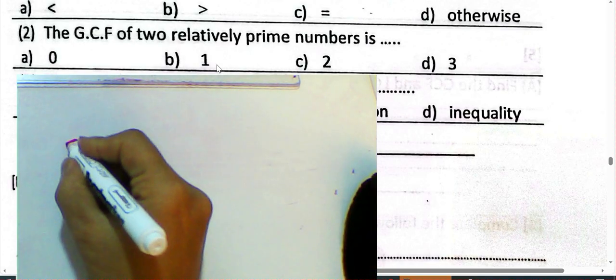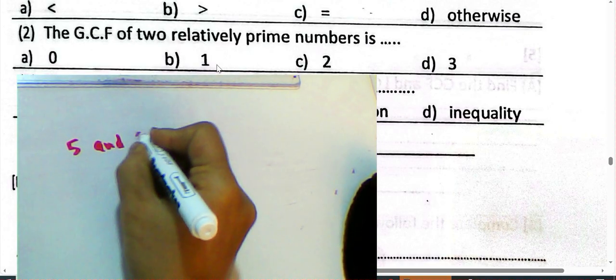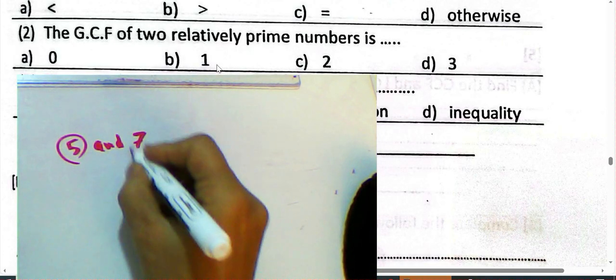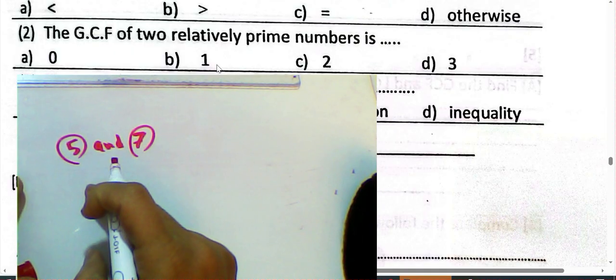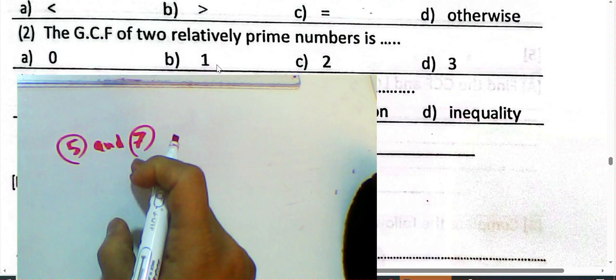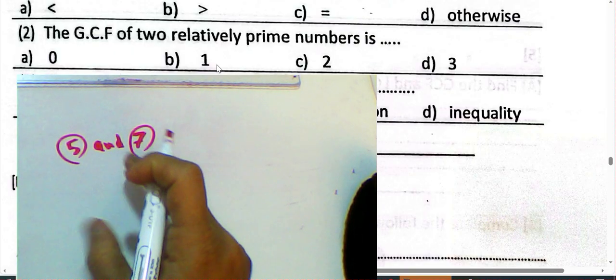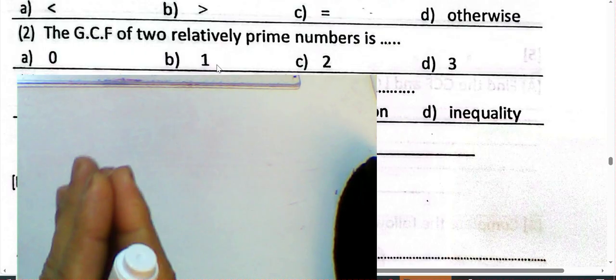Okay, choose the letter. If we have 5 and 7, two numbers here, we call them relatively prime numbers because the highest common factor between them equals 1. But if we ask about the least common multiple of two relatively prime numbers, it will be their product. In this example, he asked about the greatest common factor between two relatively prime numbers, it will be 1.